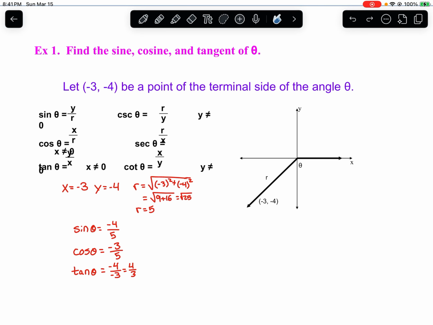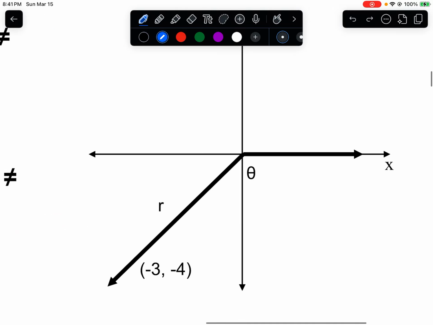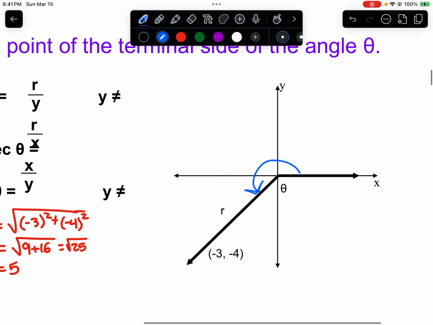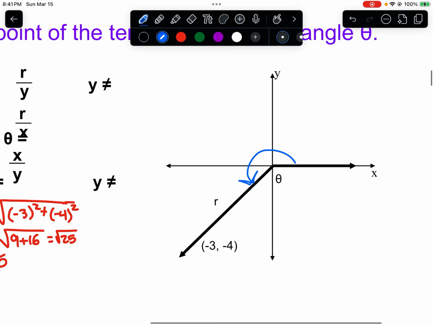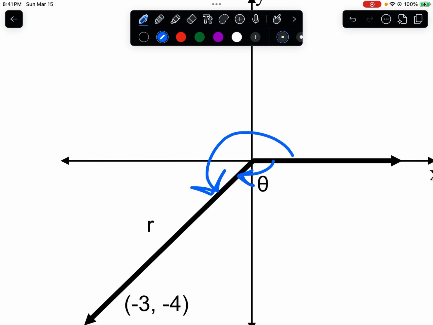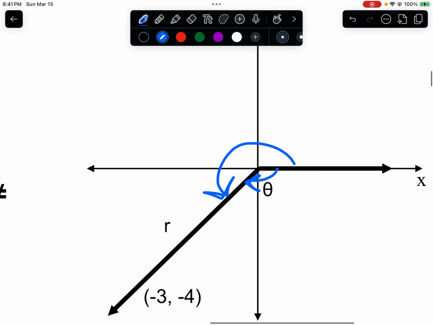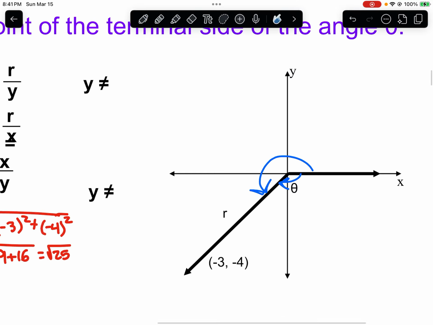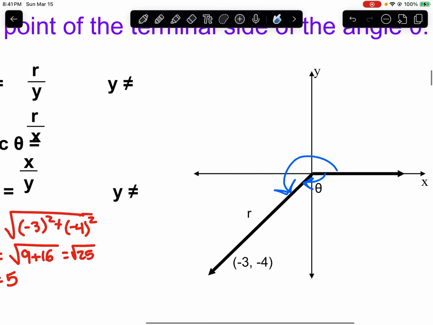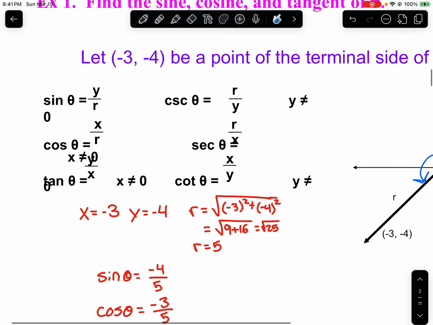So if we were to say let (-3, -4) be a point on the terminal side of angle theta, we have that represented over here. So we're talking about that angle right there, or technically it could be this angle here. It doesn't specify whether it's the positive angle or the negative angle, so it's going to have the same sine, cosine, tangent values anyway.